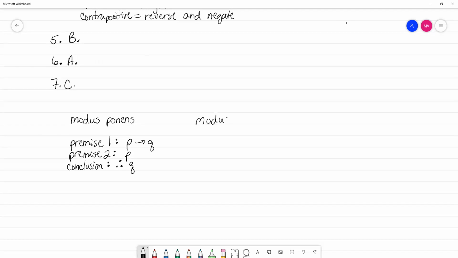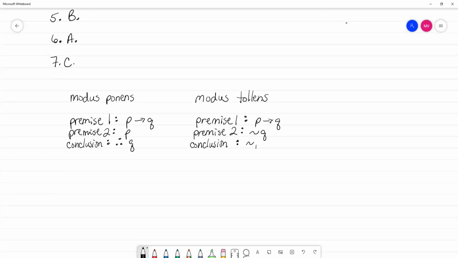Modus tollens. The first premise is the same: if P, then Q. Your second premise is negative Q. And so your conclusion is negative P. So if P, then Q, but Q is not true, or the opposite of Q is true, therefore the opposite of P is true.